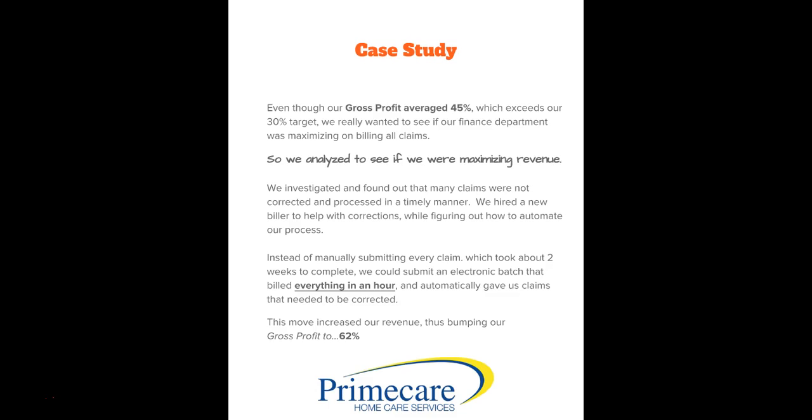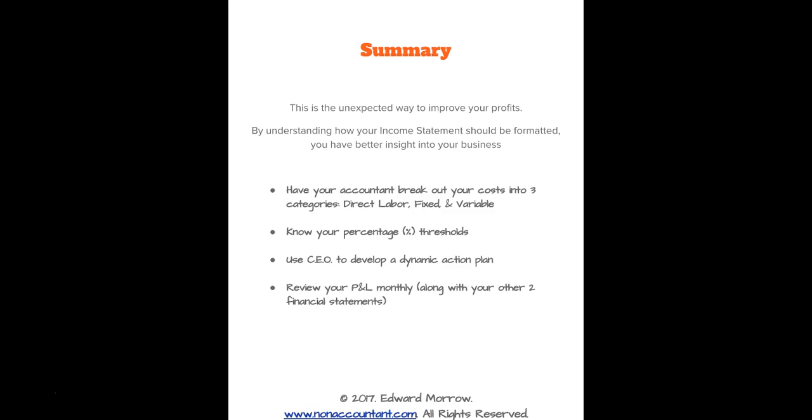Instead of manually submitting every claim, which took about 2 weeks to complete, we could submit an electronic batch that billed everything in an hour and automatically gave us claims that needed to be corrected. This move increased our revenue, thus bumping our gross profit to 62%.